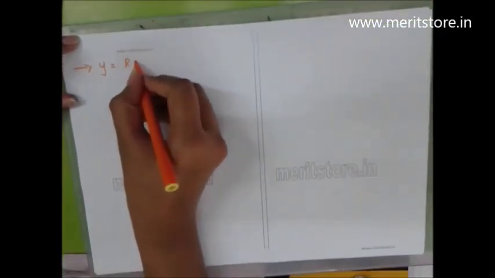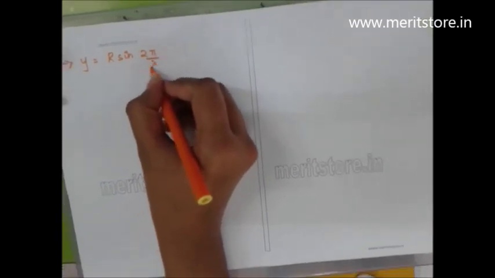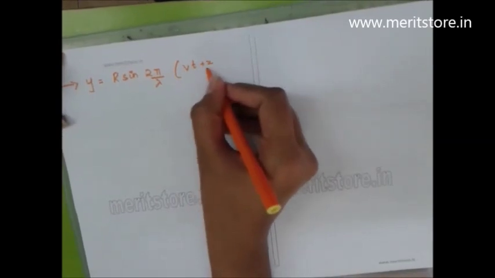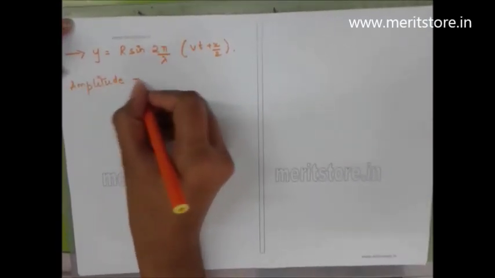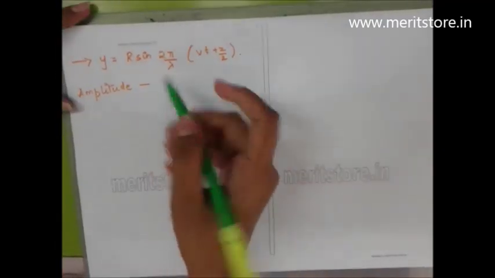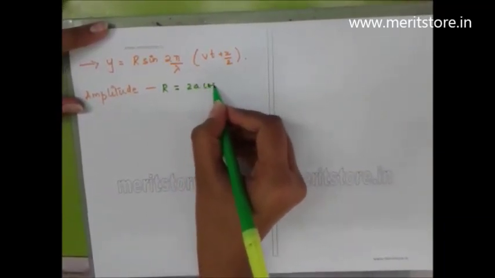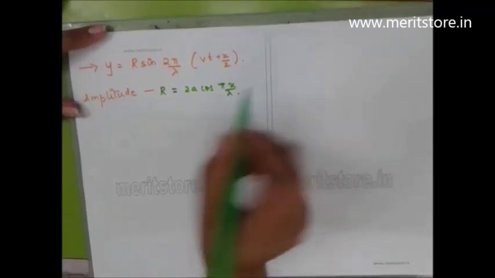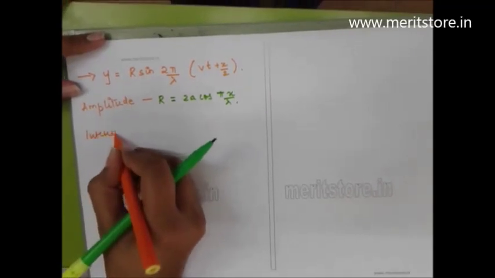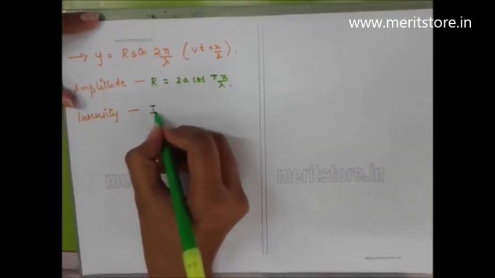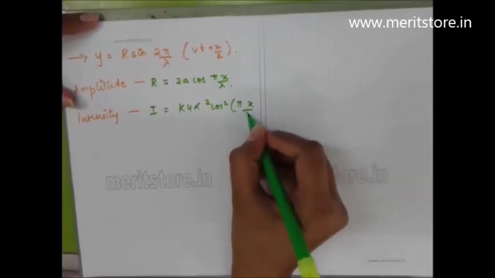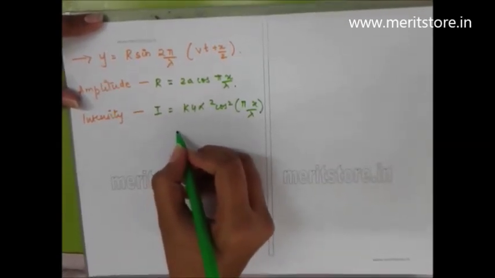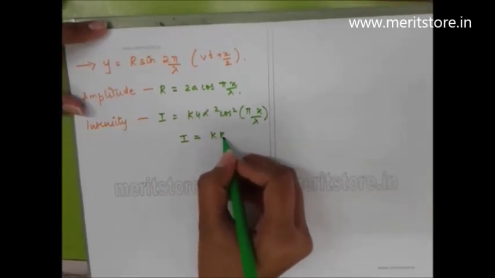The displacement equation is given by y is equal to r sin (2 pi divided by lambda) multiplied by (vt plus x upon 2). The amplitude is given by r is equal to 2a cos (pi x by lambda). The intensity is given by k 4 alpha square cos square (pi x divided by lambda), where intensity can also be k r square.